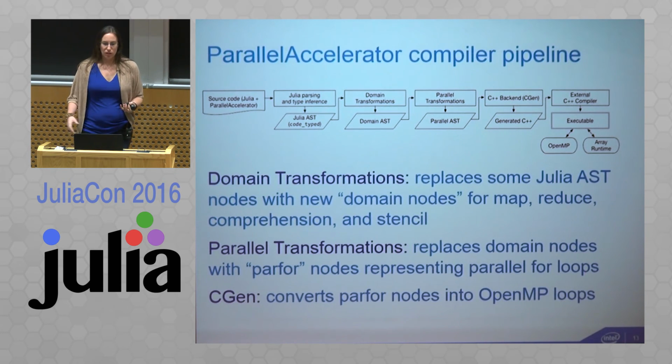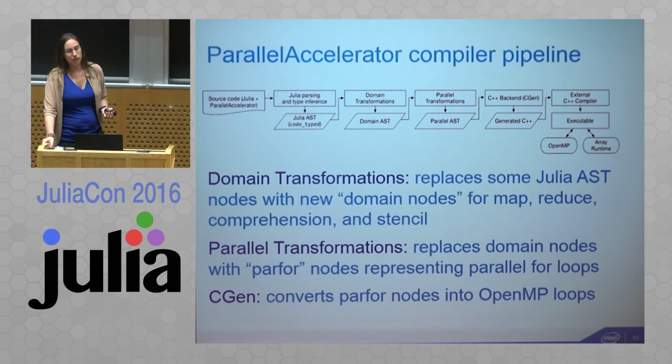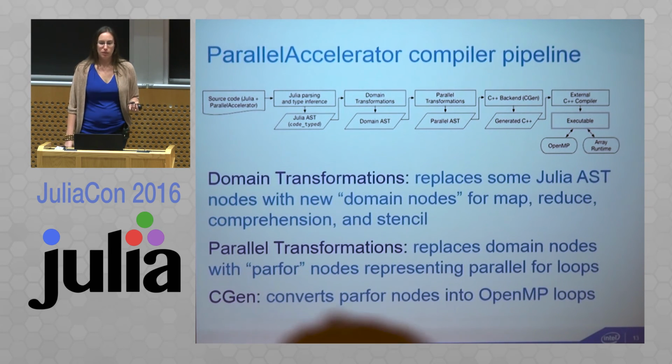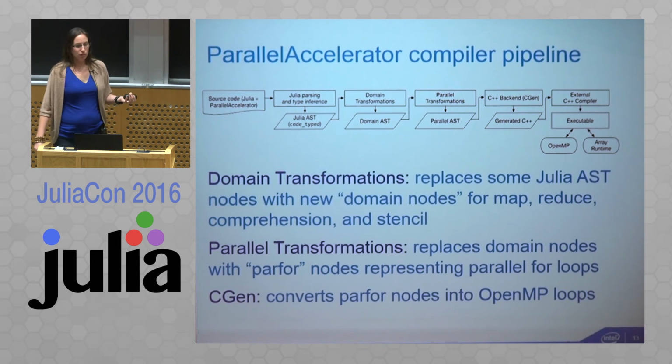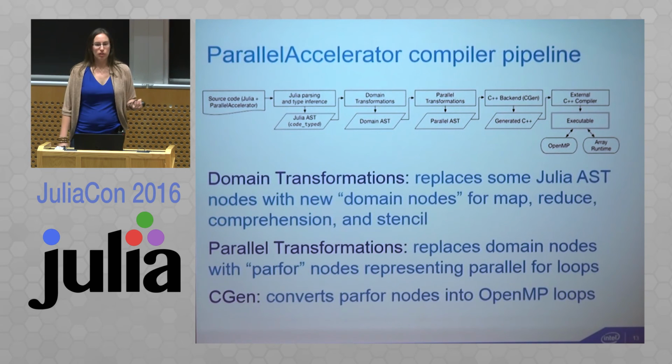I mentioned earlier in the talk that we intercept this process, and we do so using code_typed. As most of you may know, there's this function called code_typed that you can call to get the AST of any function. This is really convenient for us. We just call that function, and then we pass the result to the first phase of our compiler, which is called domain transformations. The domain transformations phase produces the domain AST or domain IR, which is like Julia's AST, except that it replaces certain AST nodes with new nodes that we have for the parallel patterns that I talked about. We call those domain nodes.